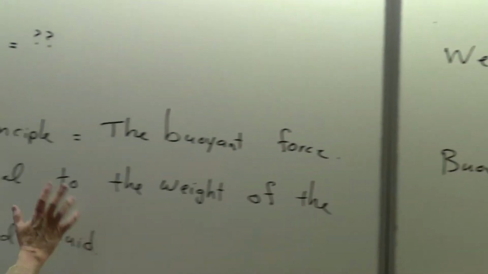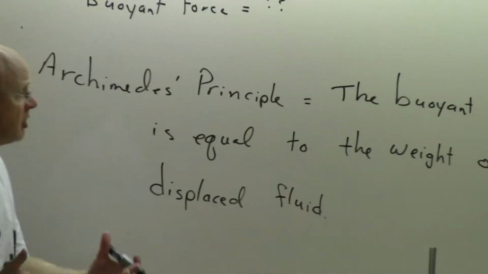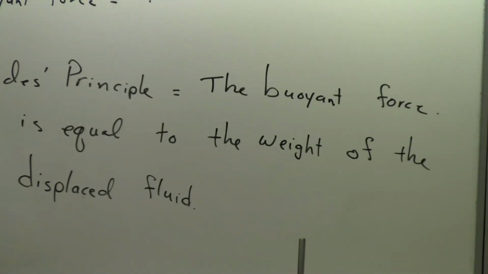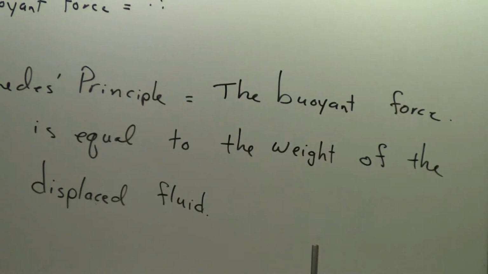Because what is Archimedes' principle? He just figured out, and hopefully you followed his logic, that the buoyant force is equal to the weight of the fluid displaced. So I would say the buoyant force is also equal to a weight. And how do you calculate weight? mg.